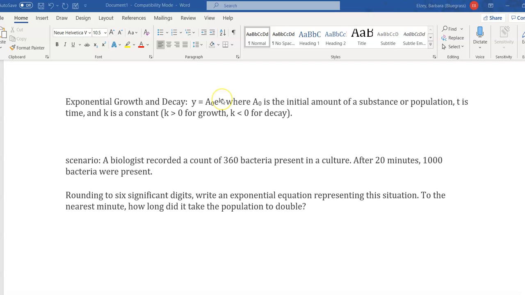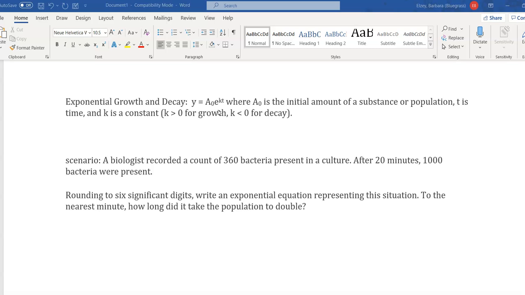And our k will be some constant. Now, k will be positive if we're talking about a growth situation, and it will be negative if we're talking about decay. And then e is that same special number we've been talking about, 2.718. All right, so let's look at an exponential growth problem first.